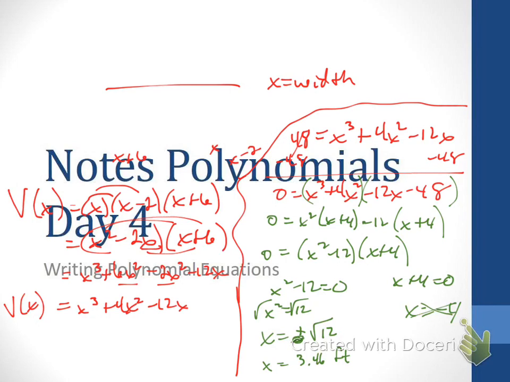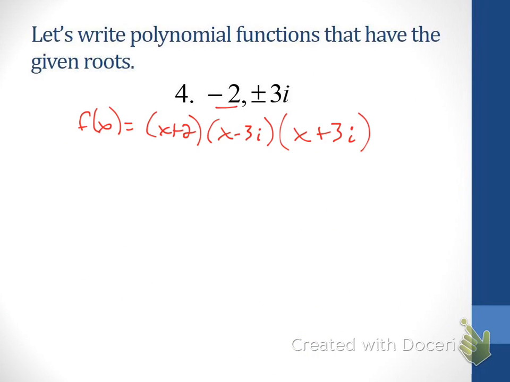Okay? Now, it's asking for the dimensions. And so what we would do at this point is go ahead and plug in the 3.46 for x everywhere. So the width would be 3.46. The depth would be 1.46 feet. And the length would be 9.46 feet. Okay? Don't forget to plug it in. And there you go.